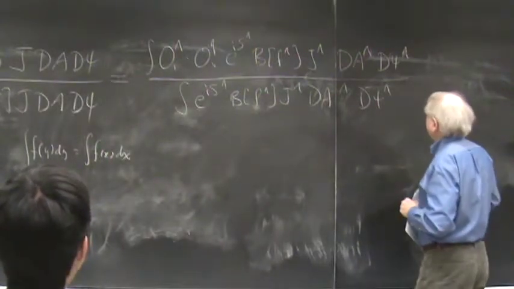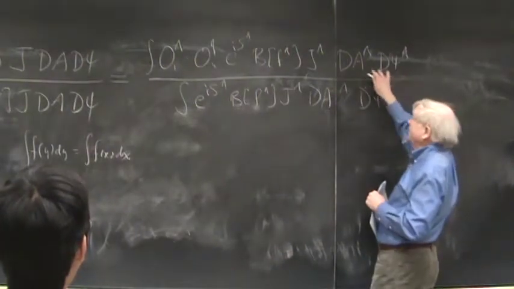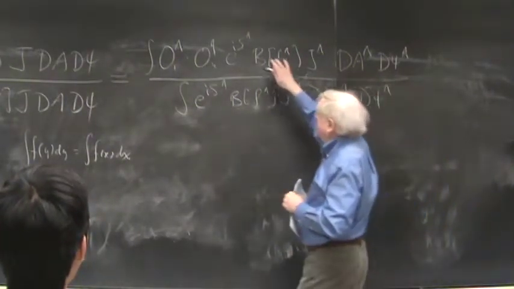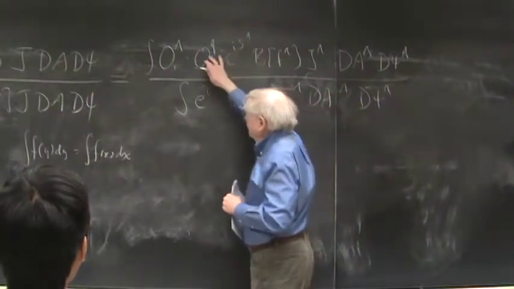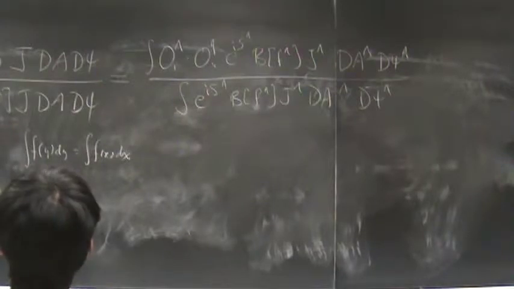Now, we're assuming that we've set this up so that this is gauge invariant, that's gauge invariant, the action's gauge invariant, all of these operators are gauge invariant.